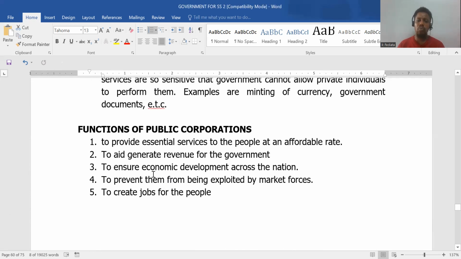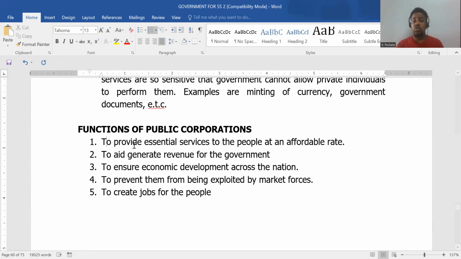Now, the functions of public corporation. Number one is to provide essential services for the people, to generate revenue for the government, because government make money off it, even though they are not meant to make money. Imagine if you are supplying water to 20 million people in Lagos, and they pay 5,000 naira every month. Imagine the amount, the volume, the quantity of cash that rolls into government coffers. They ensure economic development across the nation. They prevent the people from being exploited by market forces, and also to create jobs, improve the living standard of the people as well, right?